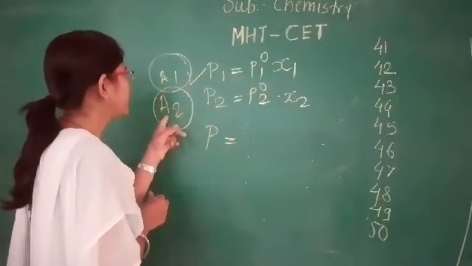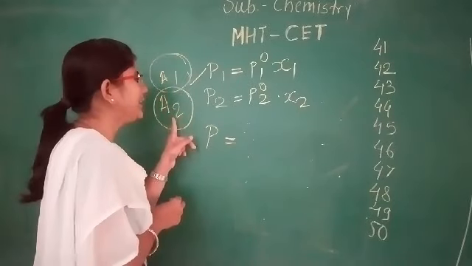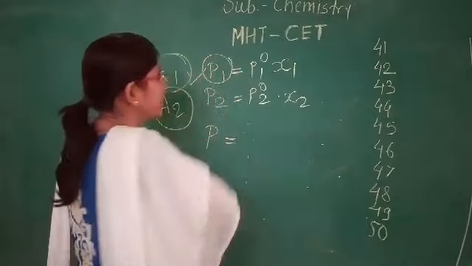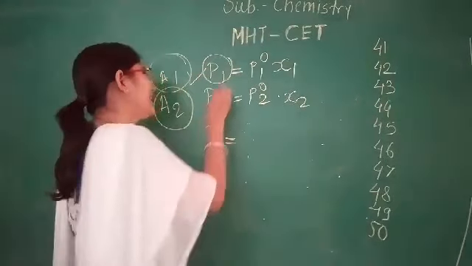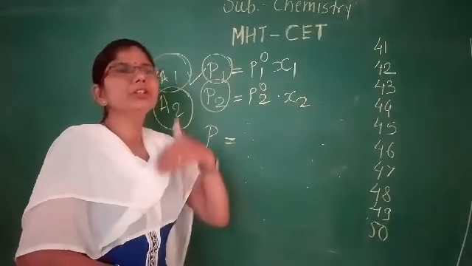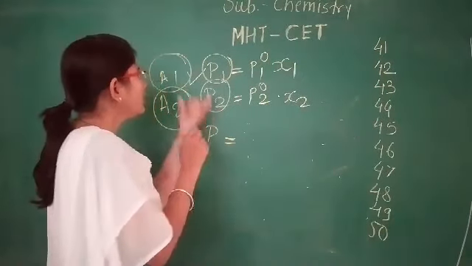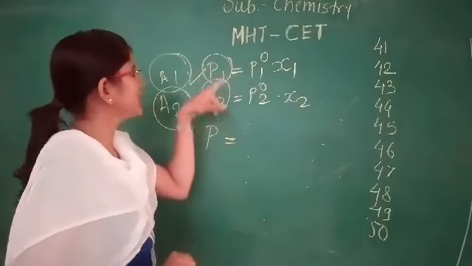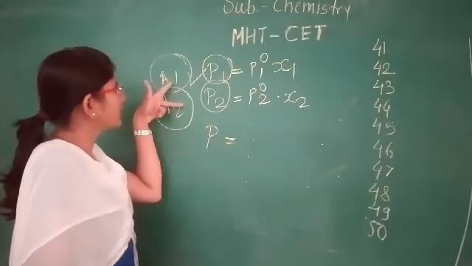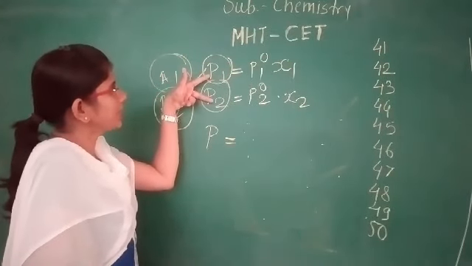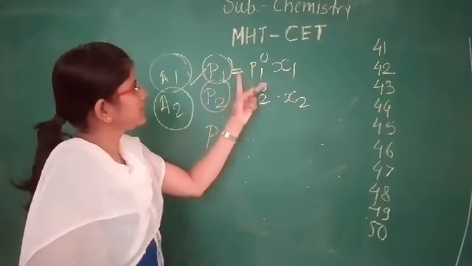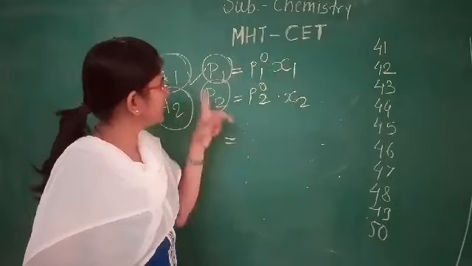The total pressure on the components A1 and A2 is the summation of the partial pressure due to the first component and the partial pressure due to the second component. If we want the total pressure of that solution which is formed from the A1 and A2 components, both are volatile, and these are the partial pressures P1 and P2. According to Raoult's law, we can write P1 equals P01 x1, P2 equals P02 x2.